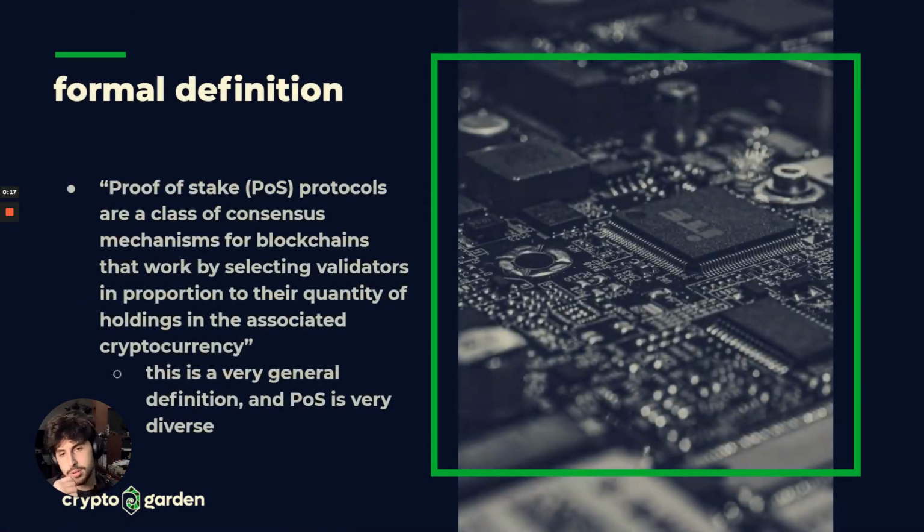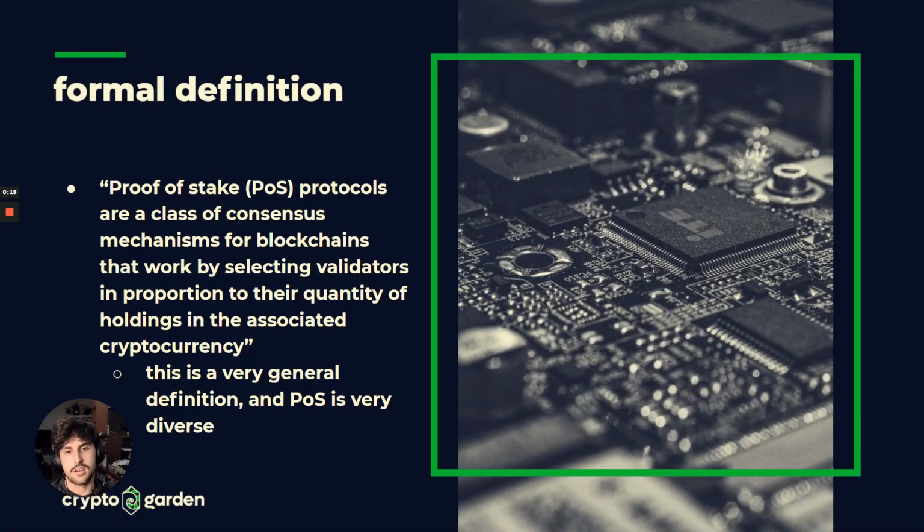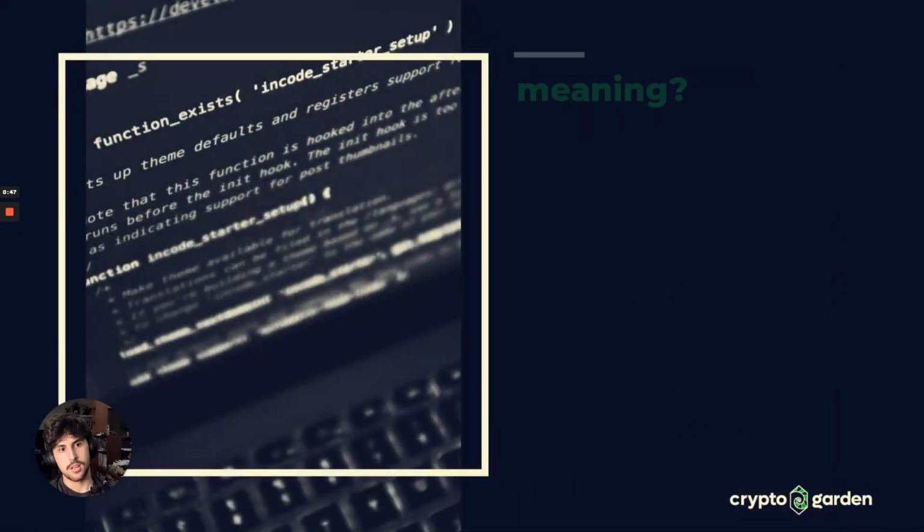By a formal definition, proof of stake is a class of consensus mechanisms for blockchains that work by selecting validators in proportion to their quantity of holdings in the associated cryptocurrency. Now, this is a very general definition, and proof of stake is very diverse because it is very new in comparison to proof of work. So, in a way, we are kind of figuring it out, right? We are trying to see what works and what doesn't. Well, what does this definition mean?